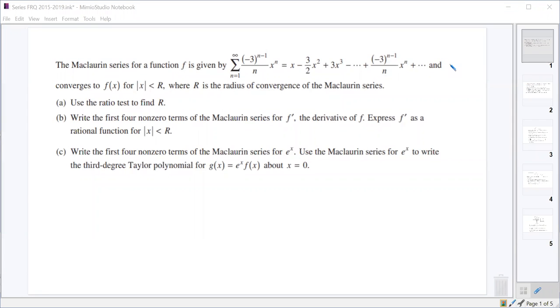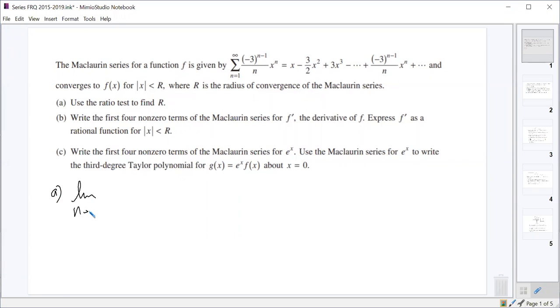So this was, I believe, 2015, the series question, which are pretty much always non-calculator questions. We're given a Maclaurin series, (-3)^(n-1) x^n over n. They give us the first few terms there, and we need to use the ratio test to find the radius of convergence. So start with part A.